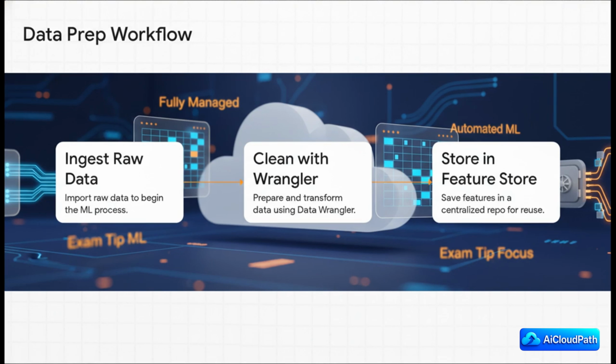And here's the basic recipe. It's a simple three-step process. First, you pull in your raw data. Second, you use a special tool to clean it up. And third, you store those nice, clean features so you can use them again and again. Now, let's look at the tools for steps 2 and 3, because they're really important.